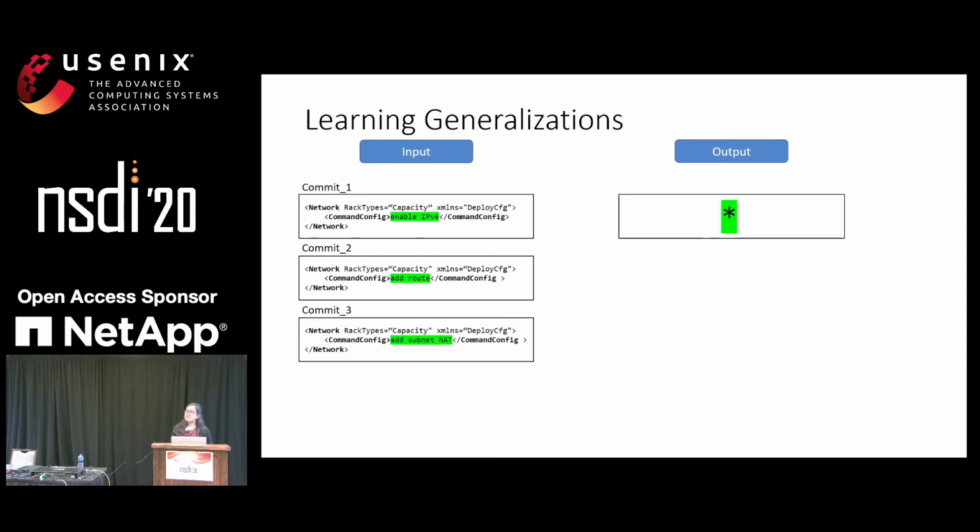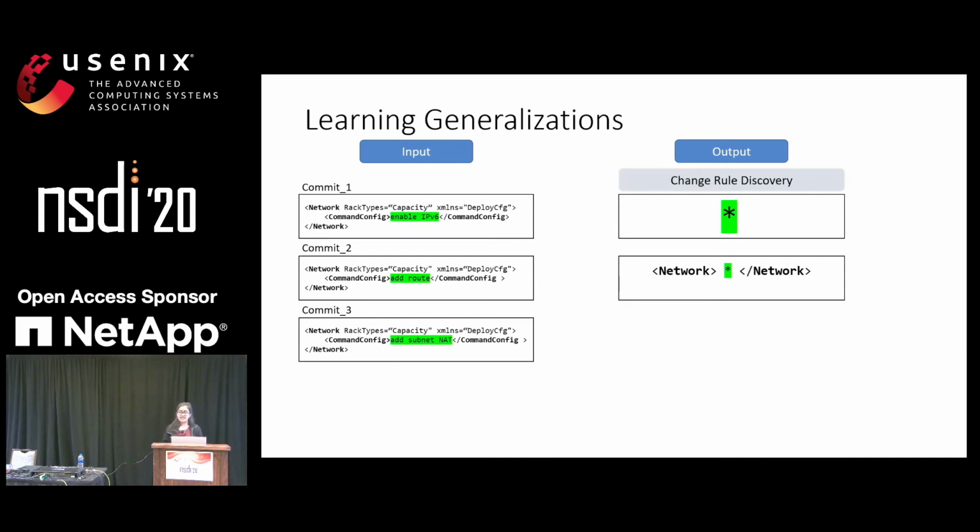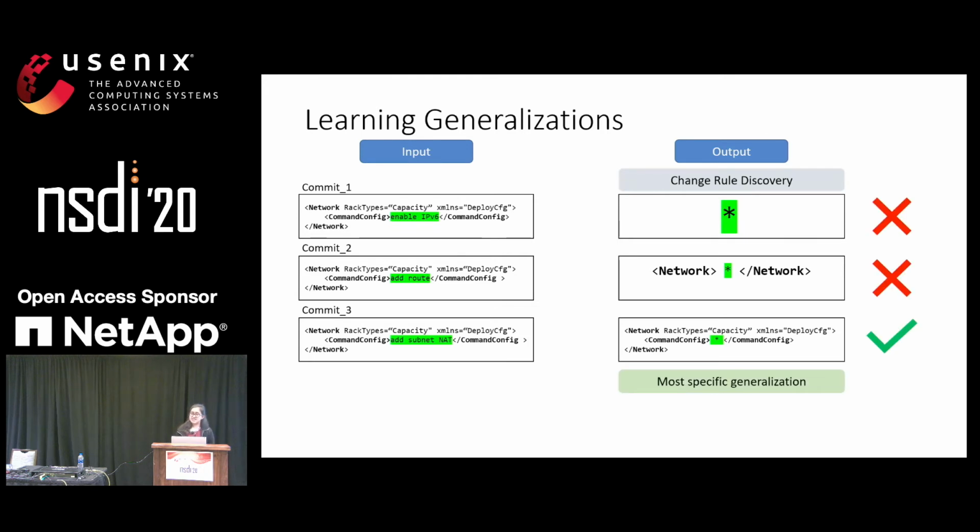So this is nothing but change rule discovery, the phase 1 of Rex. Another generalization of this set of changes could look like this, where I say that something was changed in network node, but what exactly is changed, I do not know. What I am interested to learn is this kind of generalization, where it is clearly specified that the change was made in command config node within network node. This is the more specific generalization, and we use a technique called anti-unification to learn this more specific generalization of the set of changes.